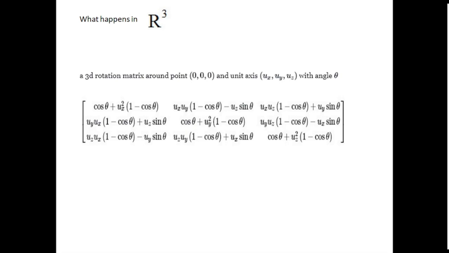Now, coming to R3, the basic idea remains the same, but due to the increased number of variables, the amount of mathematical computation required increases substantially. For example, the 3D rotation matrix around the origin with axes ux, uy, uz and angle theta is such.